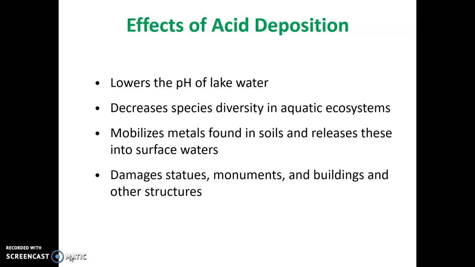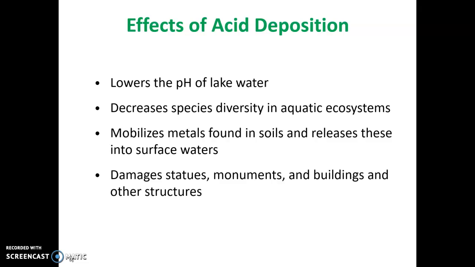The next major effect of acid deposition is it mobilizes metals found in soils and releases these into surface waters. So the metals of particular concern are aluminum and mercury, as we mentioned before. Those naturally exist in soils, but when acid rain falls on these soils, it releases them from the soil and then they get into surface waters, which is dangerous again to the species that live in those ecosystems.